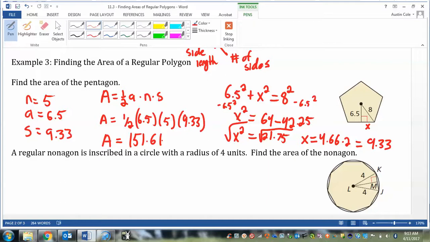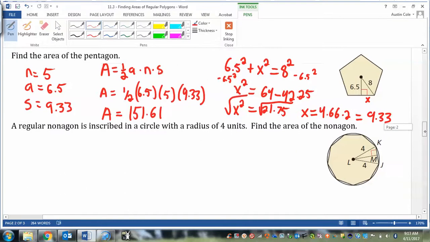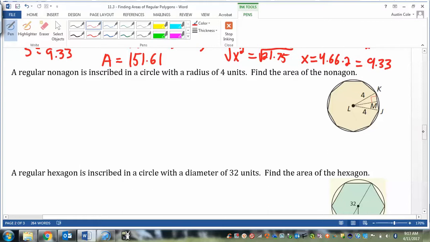Okay. Let's try that again. So we have a nonagon. How many sides does a nonagon have? 9, right? So our n is going to be 9. Okay. Do we have the apothem or the side length? No, right? We have a radius, but that doesn't really help us with our formula.